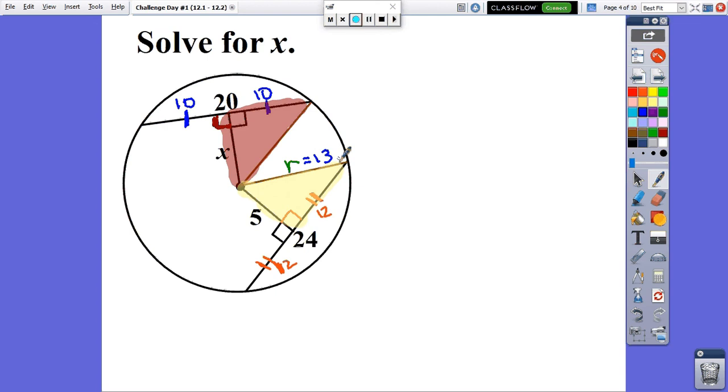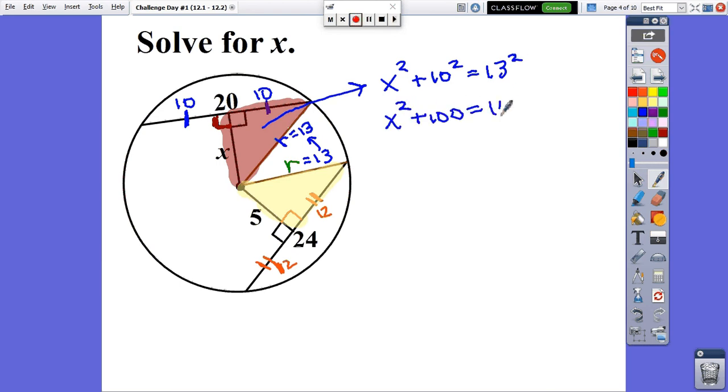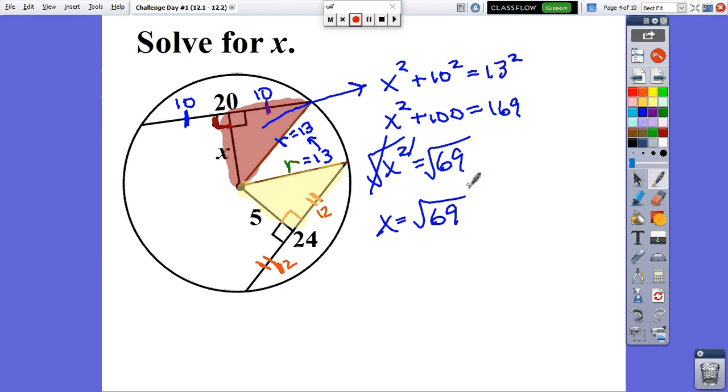If you didn't recognize the triple, you're just going to have to do the Pythagorean theorem. So this is a radius of 13, which now means we can move it over and say, well, this radius is also 13 as well. Okay, so now we can do the Pythagorean theorem, and this is not going to be a triple in this other one here, but this will be x squared plus 10 squared equals 13 squared. x squared plus 100 equals 169. Subtract the 100 over to the 169 to get 69. Take the square root of that, and honestly, the square root of 69 does not simplify. And so x is the square root of 69.